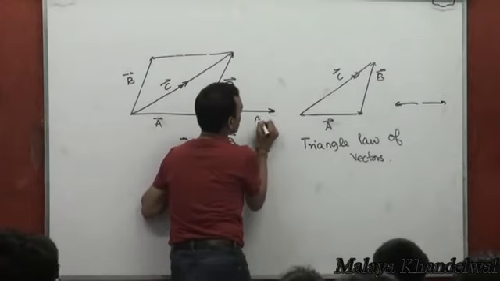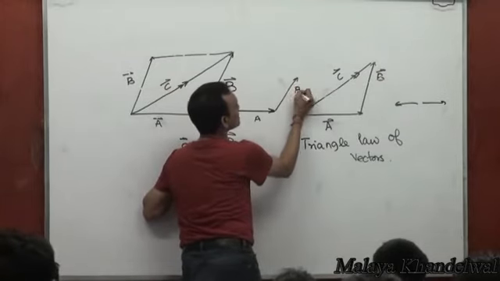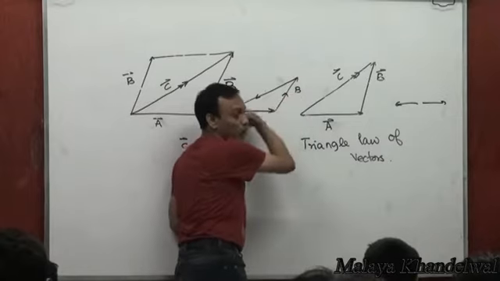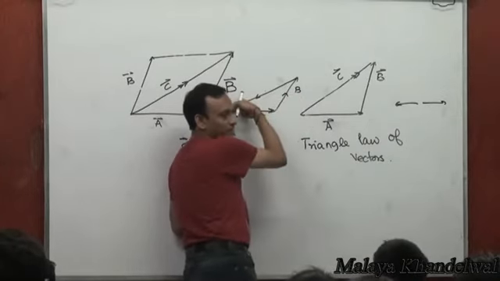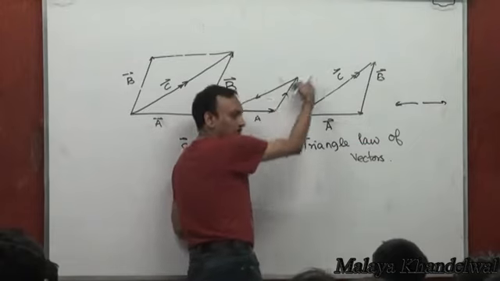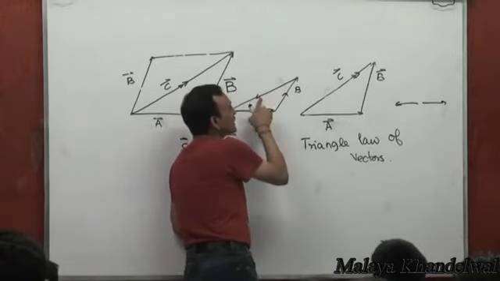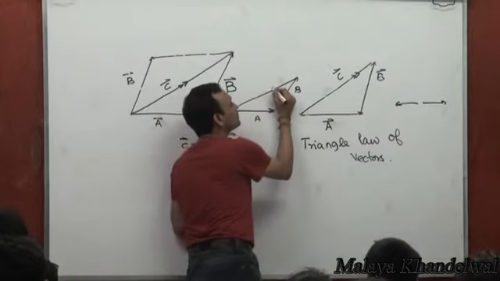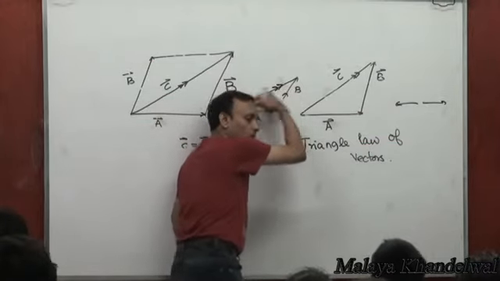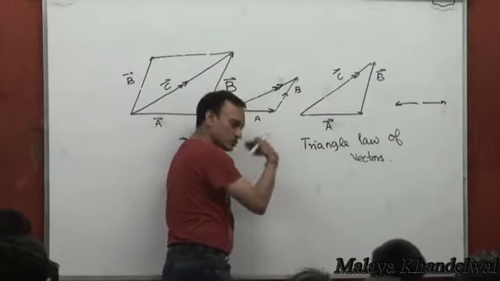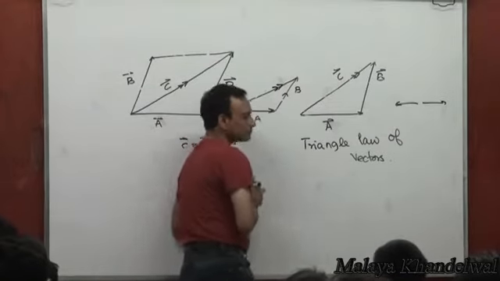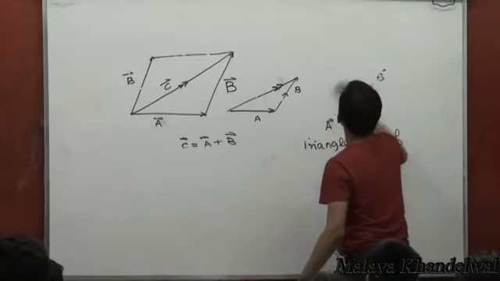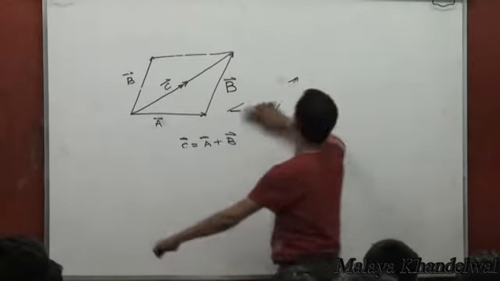If this is A like this, if this is B like this, and if this is a vector C like this, then A, B and C are in the same order. See, I have not changed the direction. I moved along the vectors all the way. So then this vector is in the same order as A and B. However, this vector has an order opposite to the order of A and B. That's what it means. Clear? So that's the triangle law of vectors.